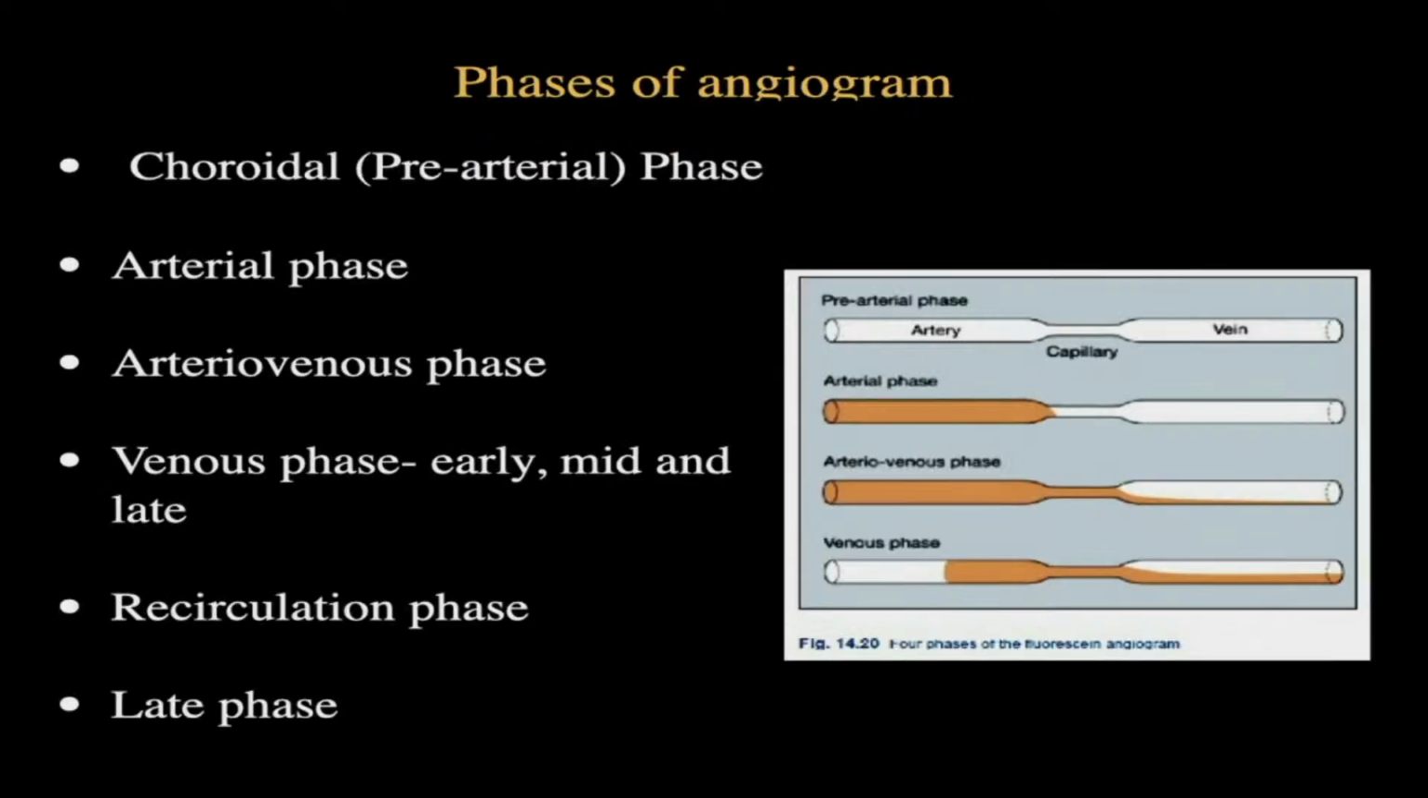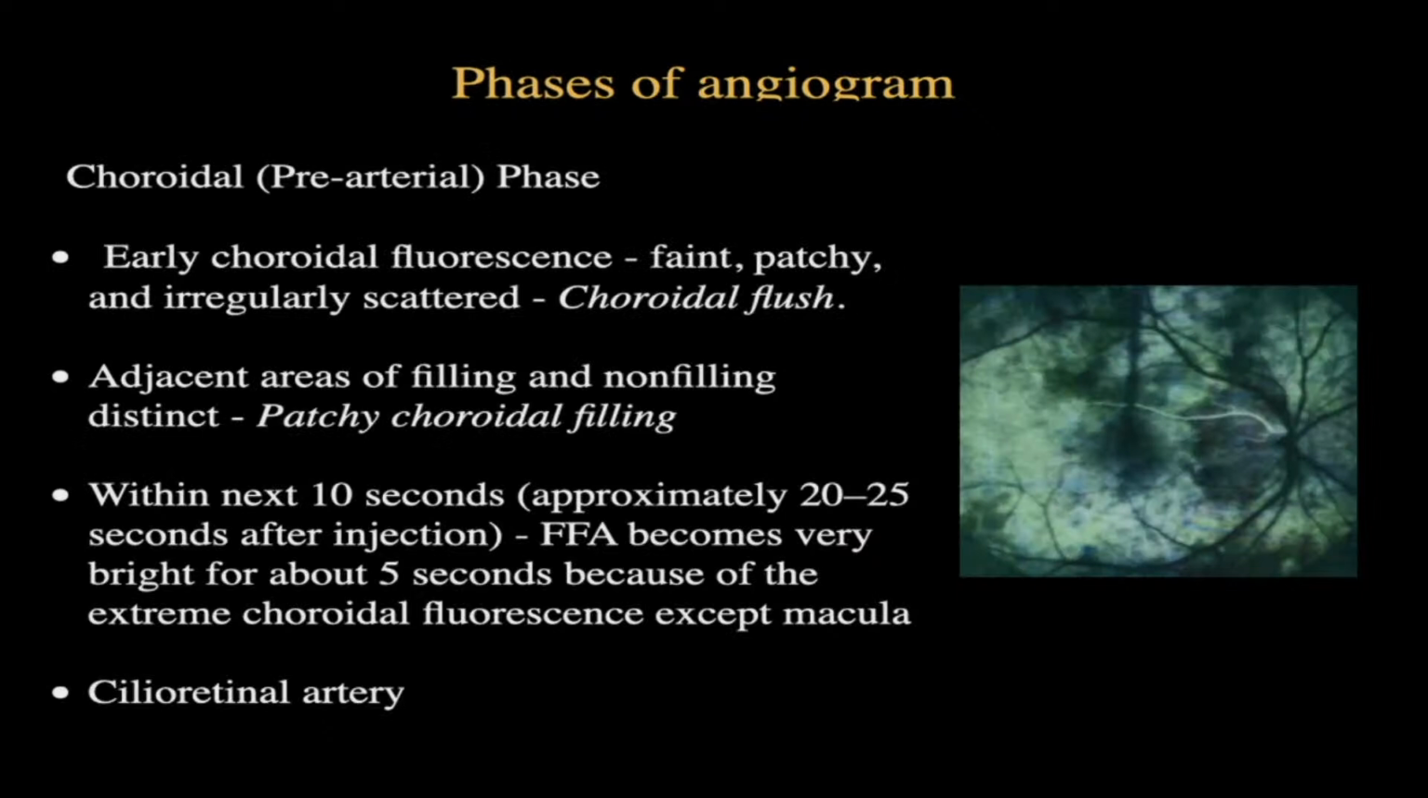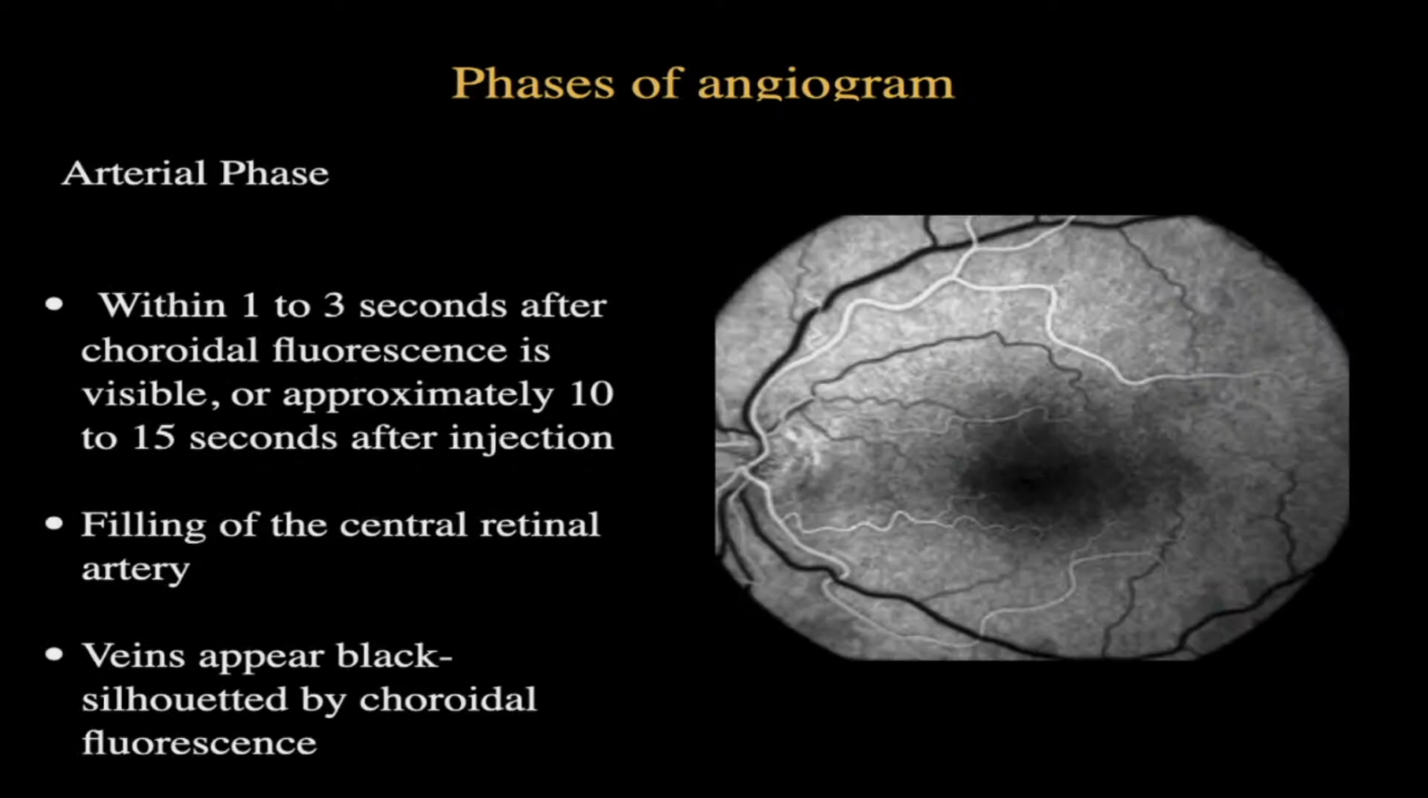Now one should know the phases of angiogram, which are the choroidal phase, the arterial phase, the arteriovenous phase, the venous phase, which further has the early, mid and late phase, the recirculation phase and the late phase. The choroidal phase essentially shows early choroidal fluorescence, as you can see over here. If there is a cilioretinal artery, it also shows up in this particular phase.